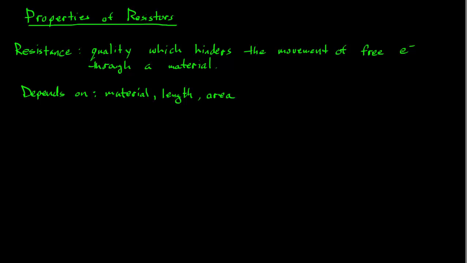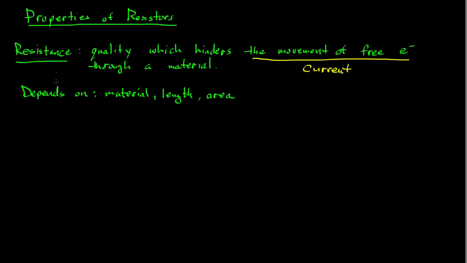So in our dealings with circuits, we've been talking about resistors and resistance. But now we're going to actually get into what affects the resistance of a resistor or an element or a wire or whatever it is. First is just a definition. Resistance is the quality of an object which hinders the movement of free electrons through a material. And the movement of free electrons, that's called current. So it hinders current.